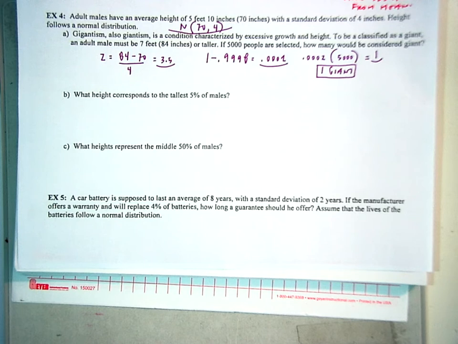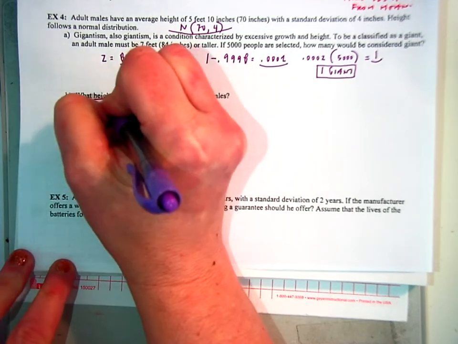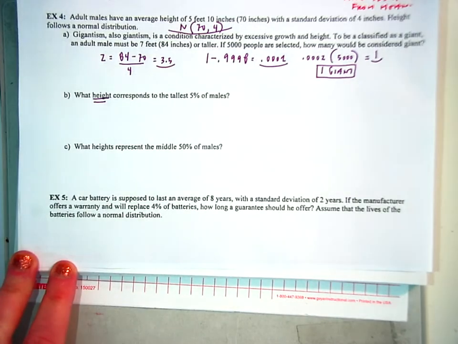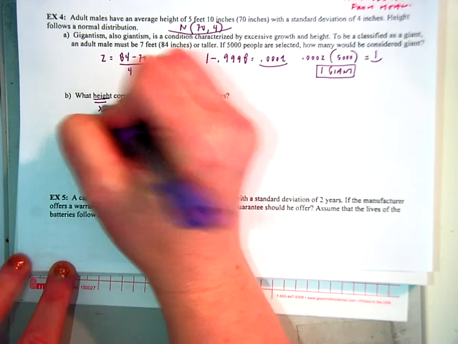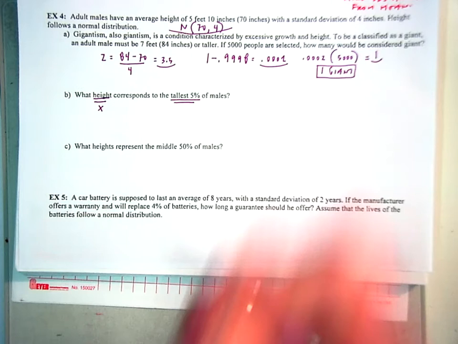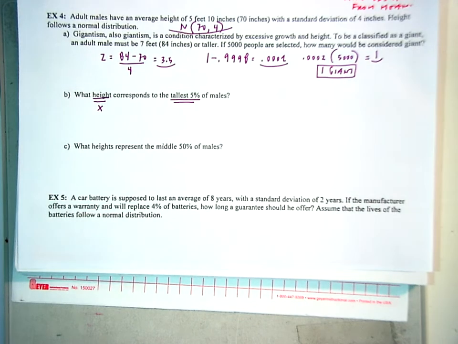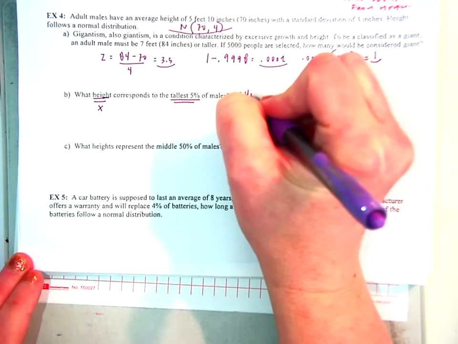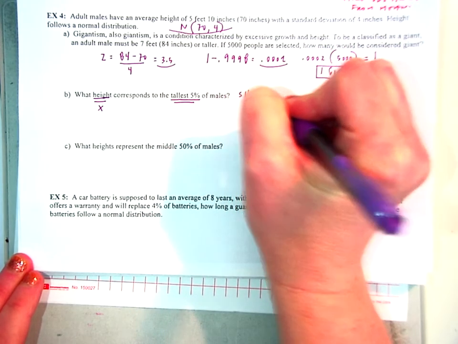Okay, next up, what height corresponds to the tallest 5% of males? So I know right away I'm solving for the observation. I'm solving for x. I'm solving for the height. And the tallest 5%, that cutoff, to use my chart, I have to always think of the lower portion, what falls below. So the tallest 5% would really be the same marker as the shortest 95%. So let me write that here too. Same as the shortest 95%.